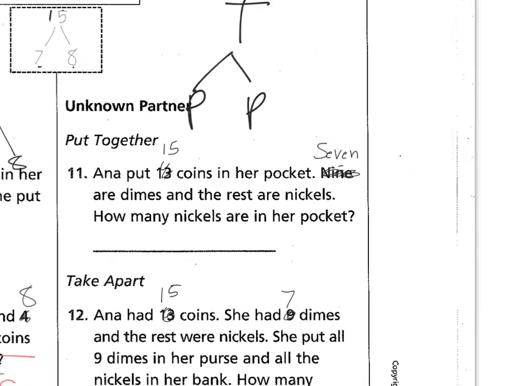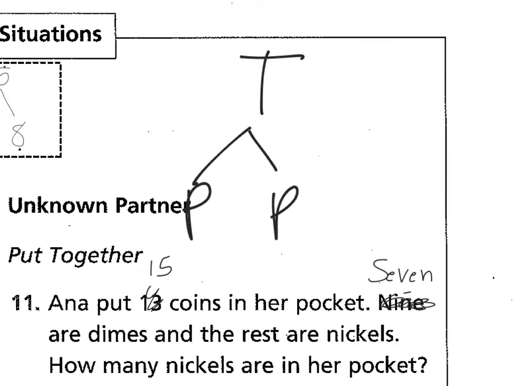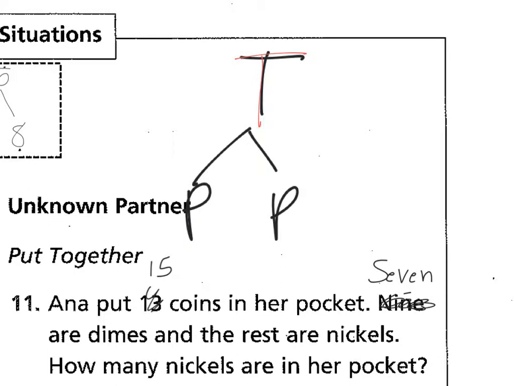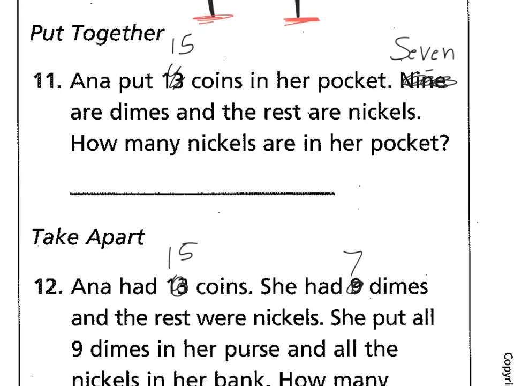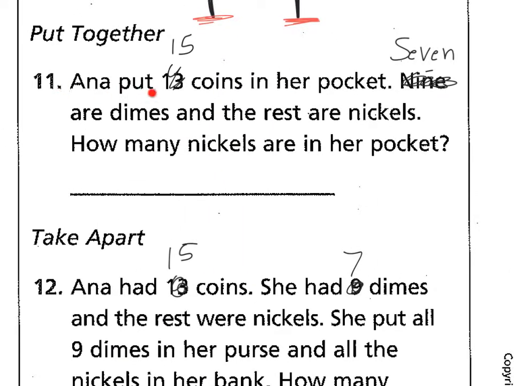So remember our math mountain or our break apart drawing, the total goes on the top, T for total, and the partners are down here. So this time, one of these is going to be missing, the partners. Let's see here. Anna, visualize. Anna put 15 coins in her pocket. 7 are dimes and the rest are nickels. How many nickels are in her pocket?